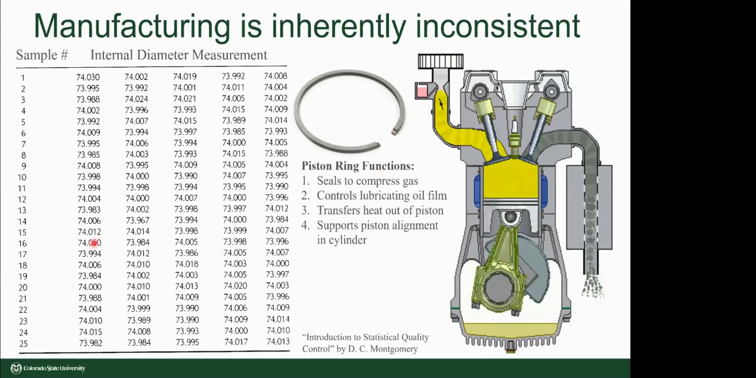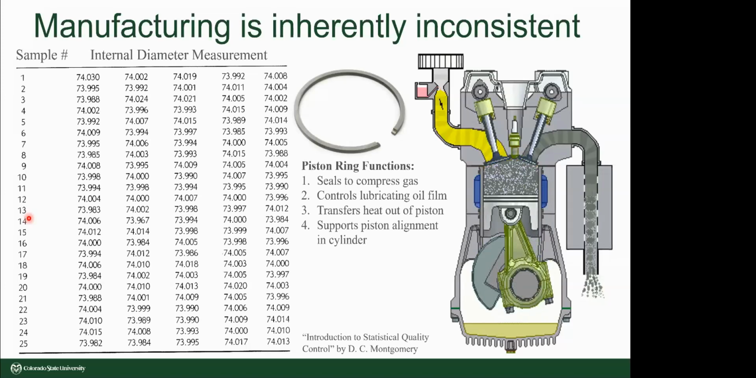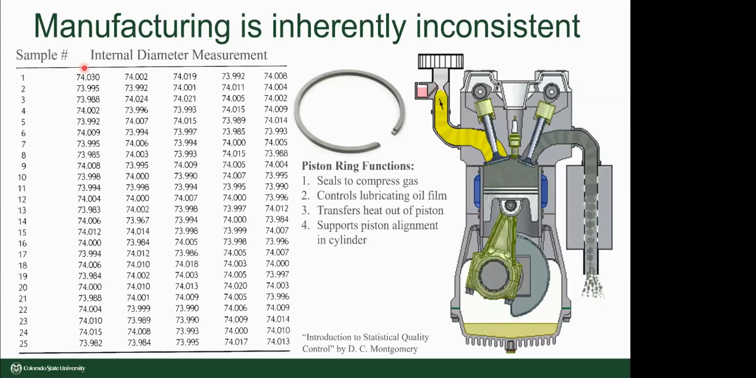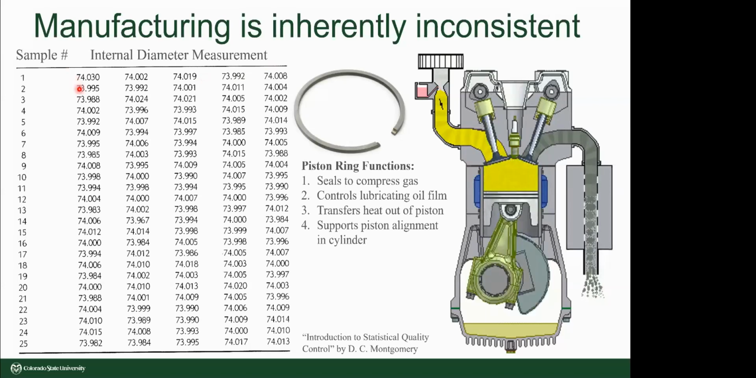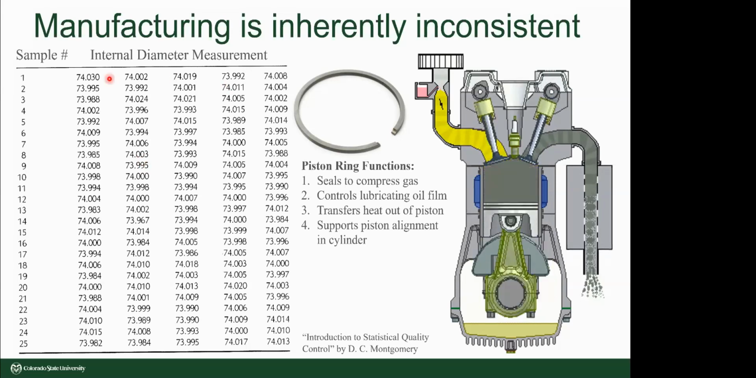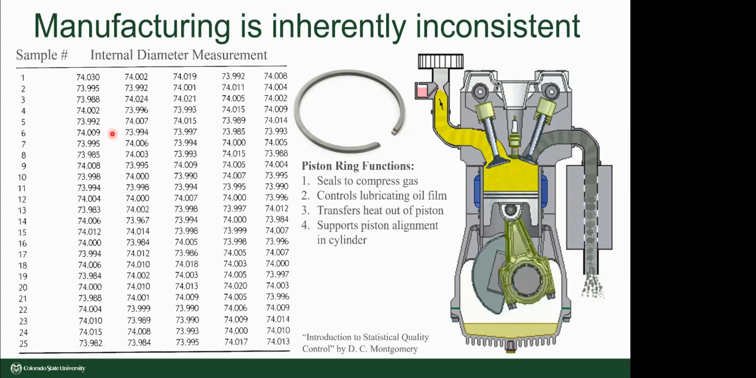And this table over here is a list of 25 piston rings that were produced using the same method. And for each of those 25 piston rings, we've taken 5 measurements of the internal diameter of the piston ring. And for these measurements, we can see that the diametric size varies not only on a single ring, meaning they're not perfectly round, but also among all of the rings produced.